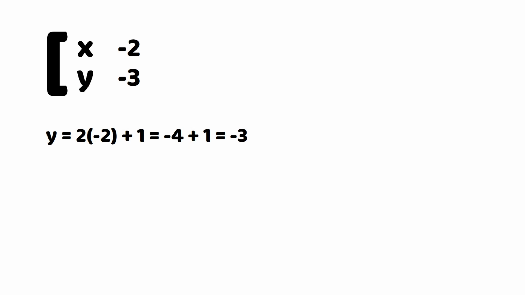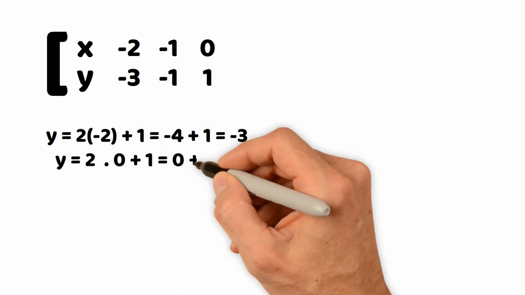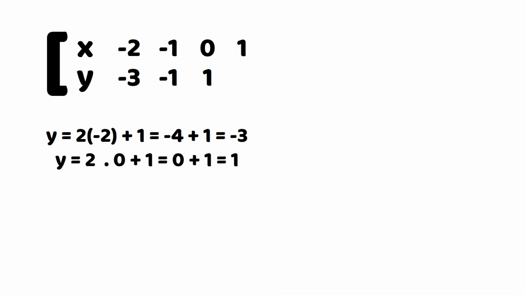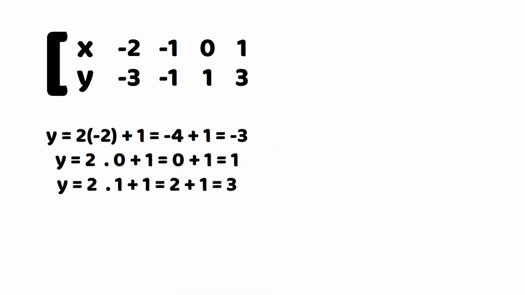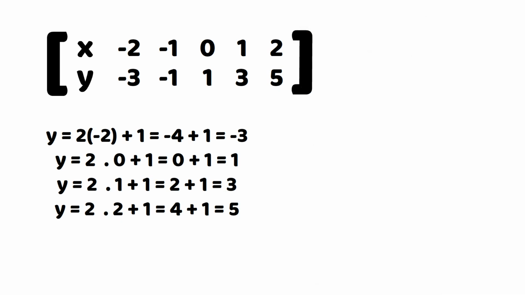As we just discussed, where x is negative 1, y is also negative 1. Where x is 0, y is 2 times 0 plus 1, which is positive 1. Where x is 1, y would be 3, because it would be 2 times 1 plus 1, which is 3. Where x is 2, y would be 2 times 2 plus 1, which is 5. So we have a list of points that match both criteria. The points are (negative 2, negative 3), (negative 1, negative 1), (0, 1), (1, 3), and (2, 5).